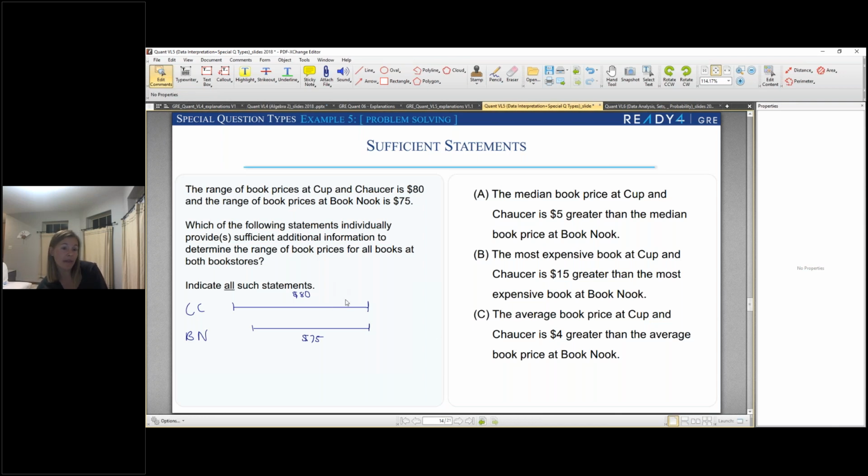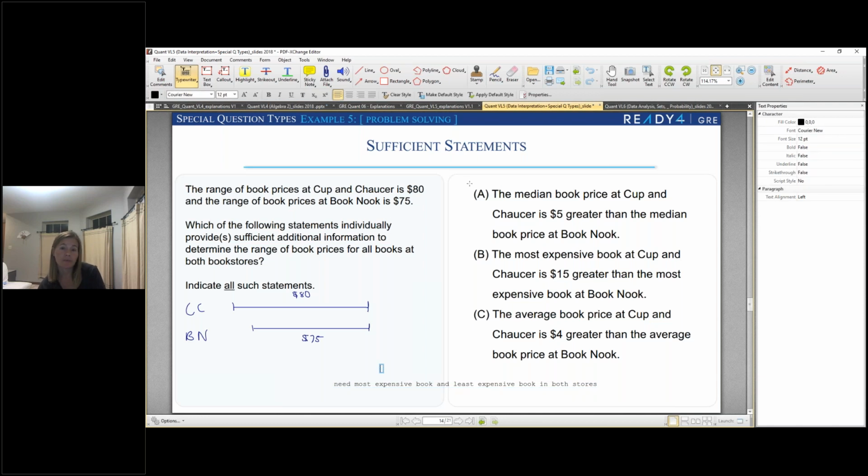Well, I would say we need the most expensive book and the least expensive book total, right? That would be sufficient for us to know. We need the most expensive book and the least expensive book in both stores.